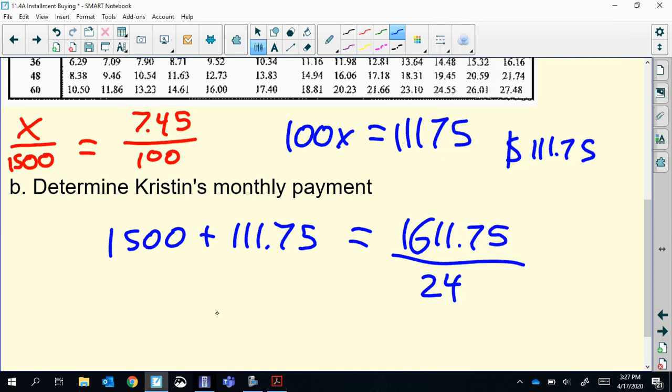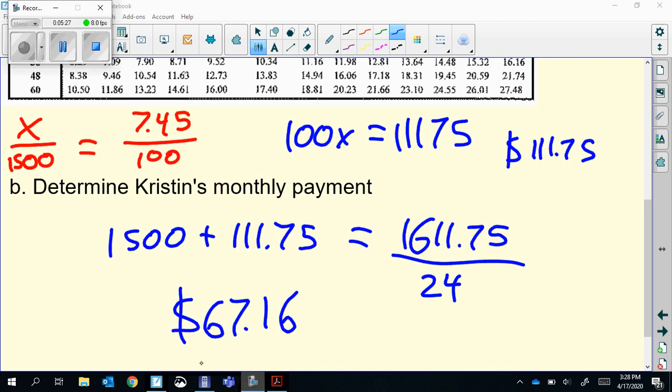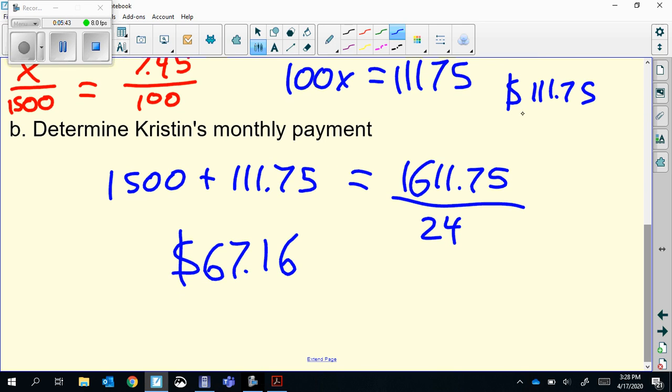67.16. So you have to make 24 payments of $67.16. And that will be a total of $1,611.75. So by not paying cash, you end up paying that extra $111.75. If you would have just walked in there with cash, you would have saved $111.75.